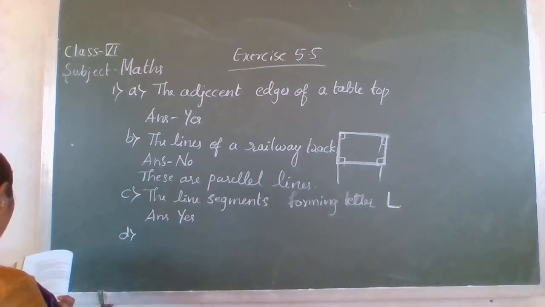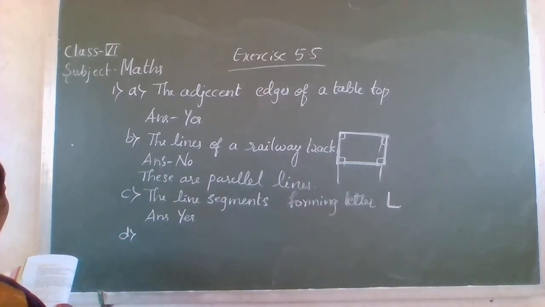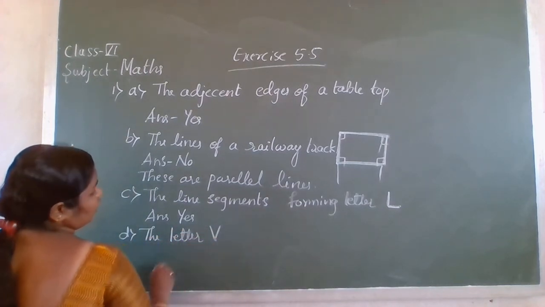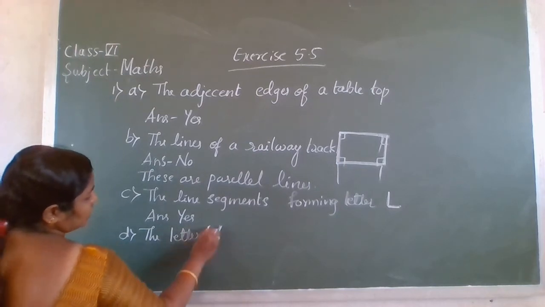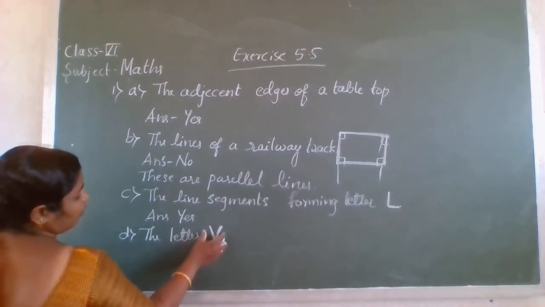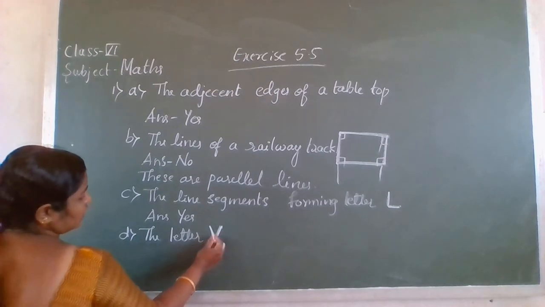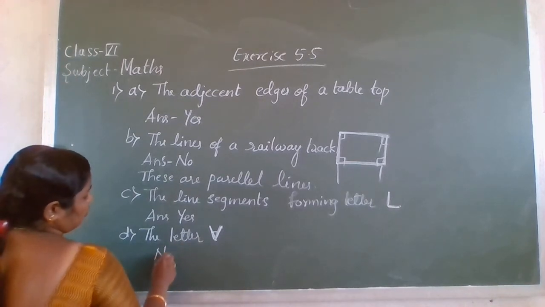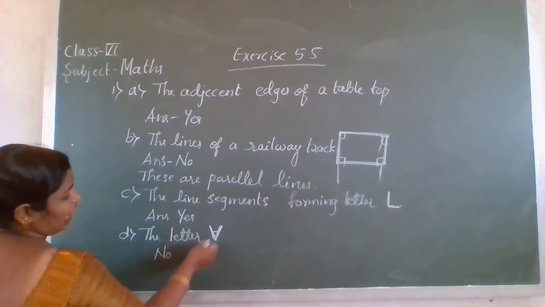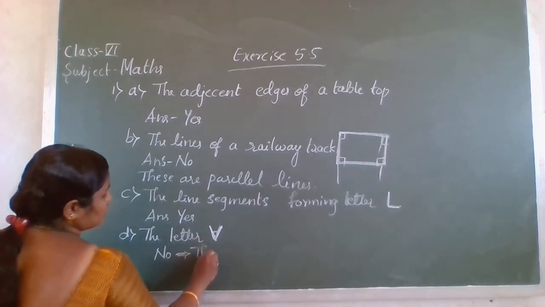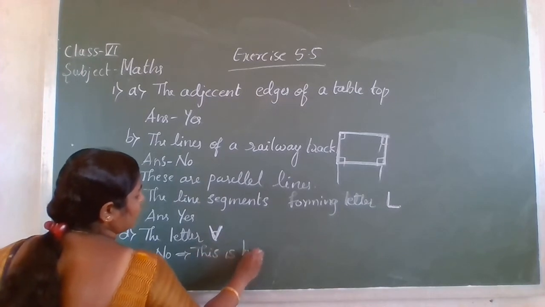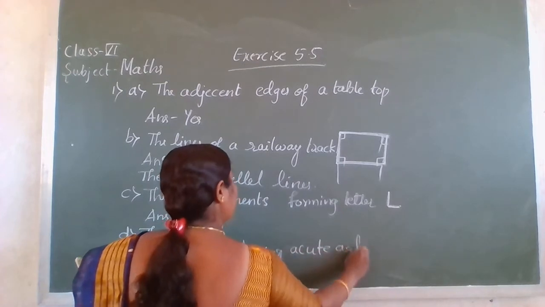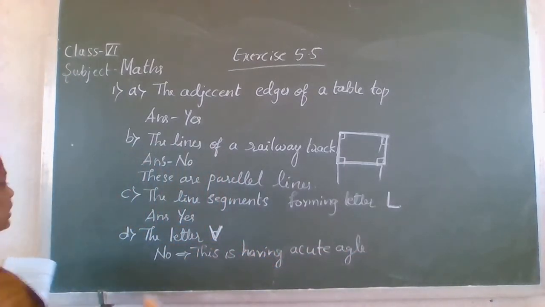Then D, the letter B. Just by seeing we can tell that this is one line, this is one line. They meet at this point, intersecting each other. Does the angle seem to be 90 degrees? No. Yes, this looks like an acute angle. This is having an acute angle. Okay, these are the answers.